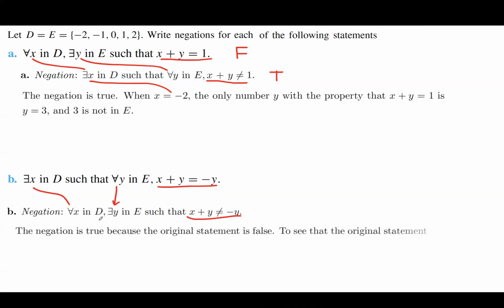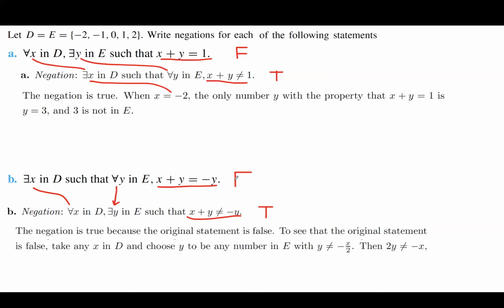For any x in D, you can find a y such that x plus y is not equal to -y. So this statement is true, and you can show that the original statement is false. To see the original statement is false, take any x in domain D and choose y to be any number in E. When y is not equal to -x/2, then this statement becomes false. Since 2y is not equal to -x, adding x and subtracting y from both sides gives x plus y is not -y. It's just simple algebra.